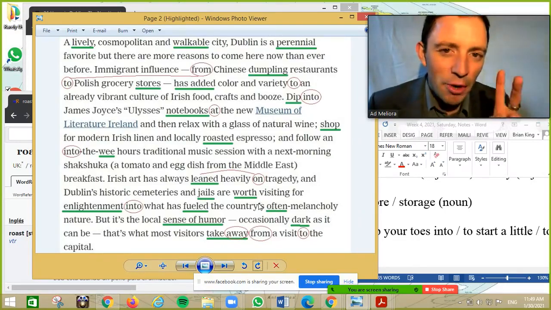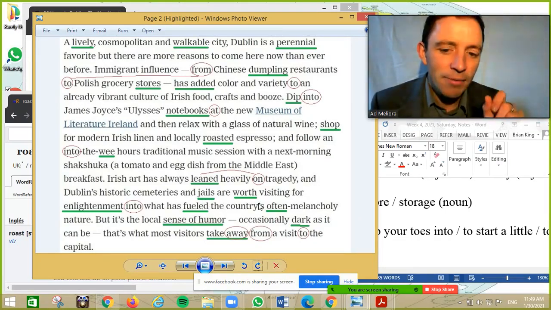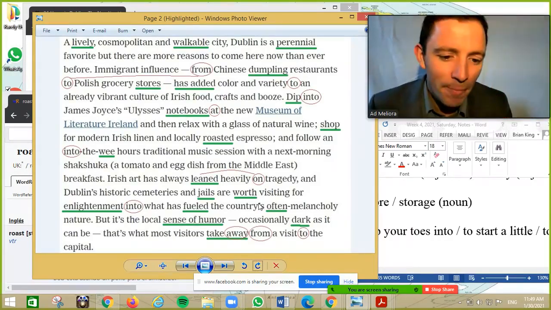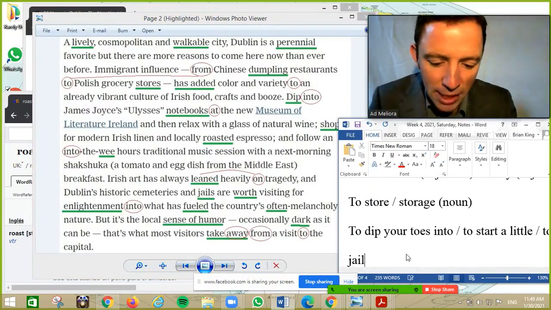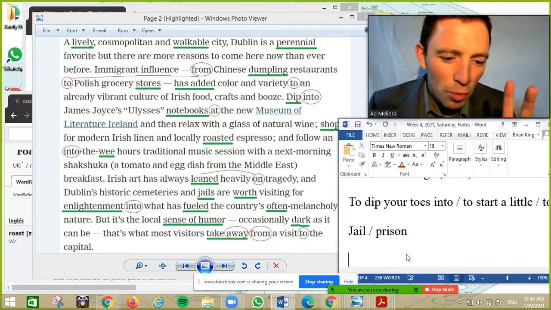Jail and prison, two vocabulary for cárcel in Espanol. Jail and prison, okay, practically the same. I'm not sure the difference really, but there's two words that we use, jail and prison, for cárcel.